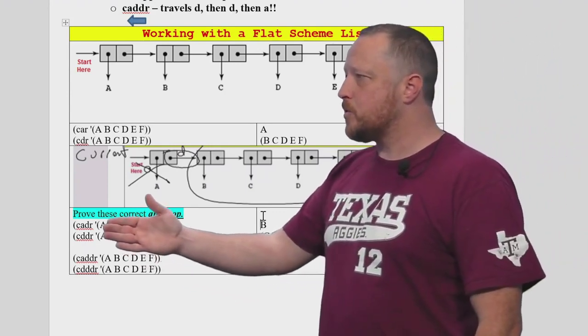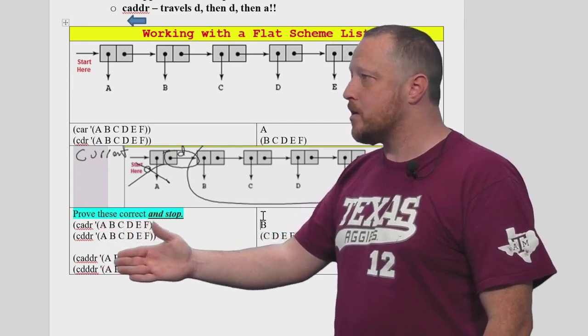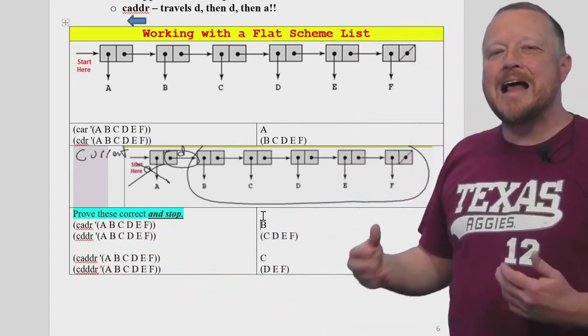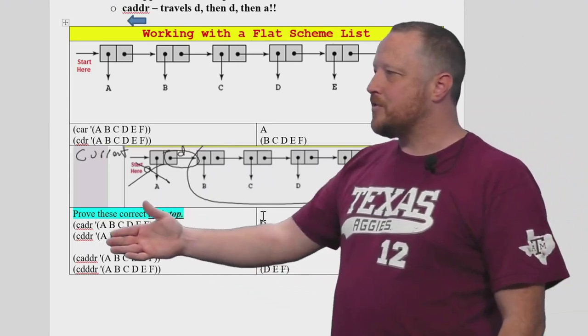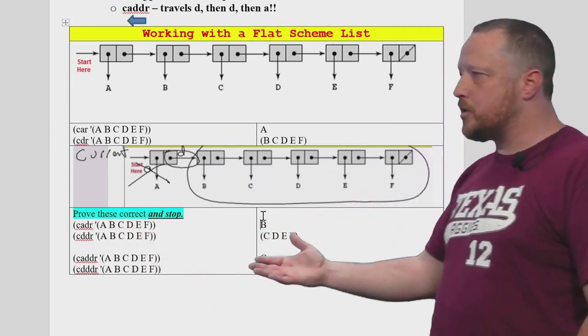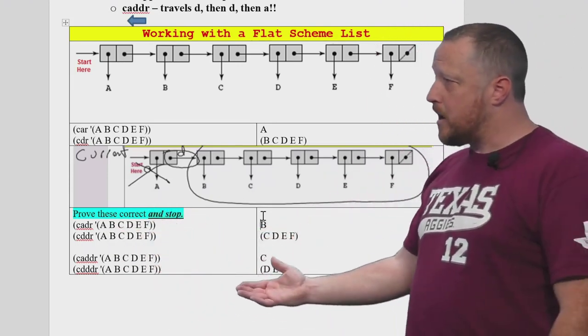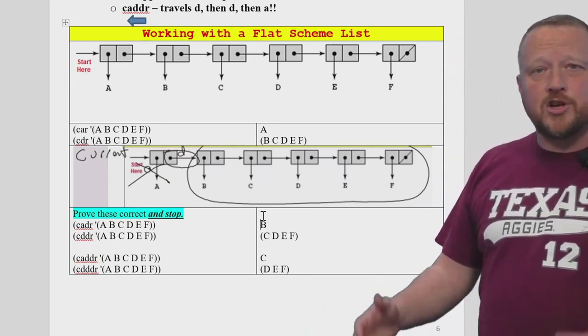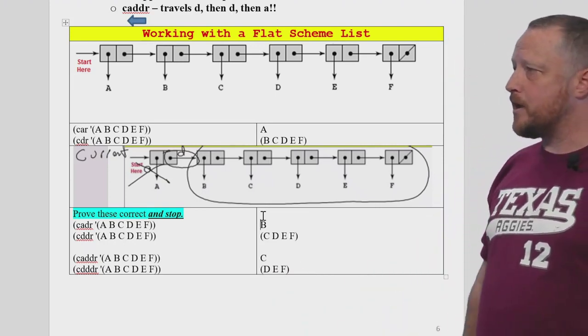Notice in the examples with the CADR and CADDR, they're returning an atom. Whereas where we have CDDR and they're just D's, they're going to return a list. And by the way, an empty list is a legitimate option, so just a heads up on that as well.